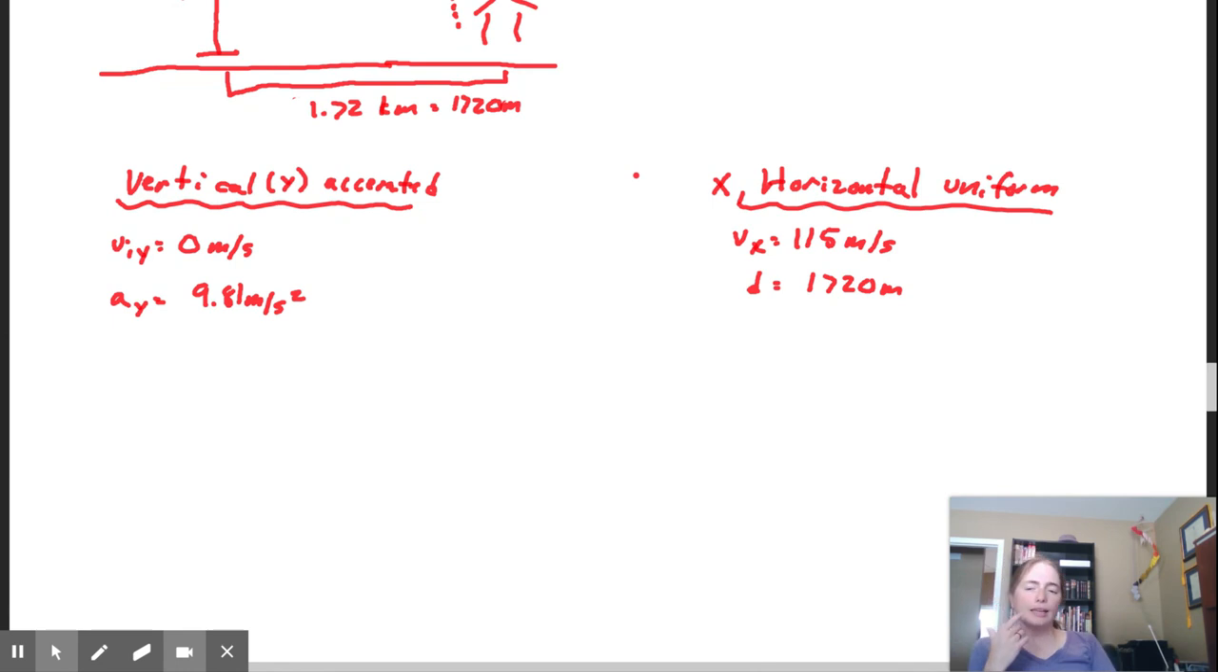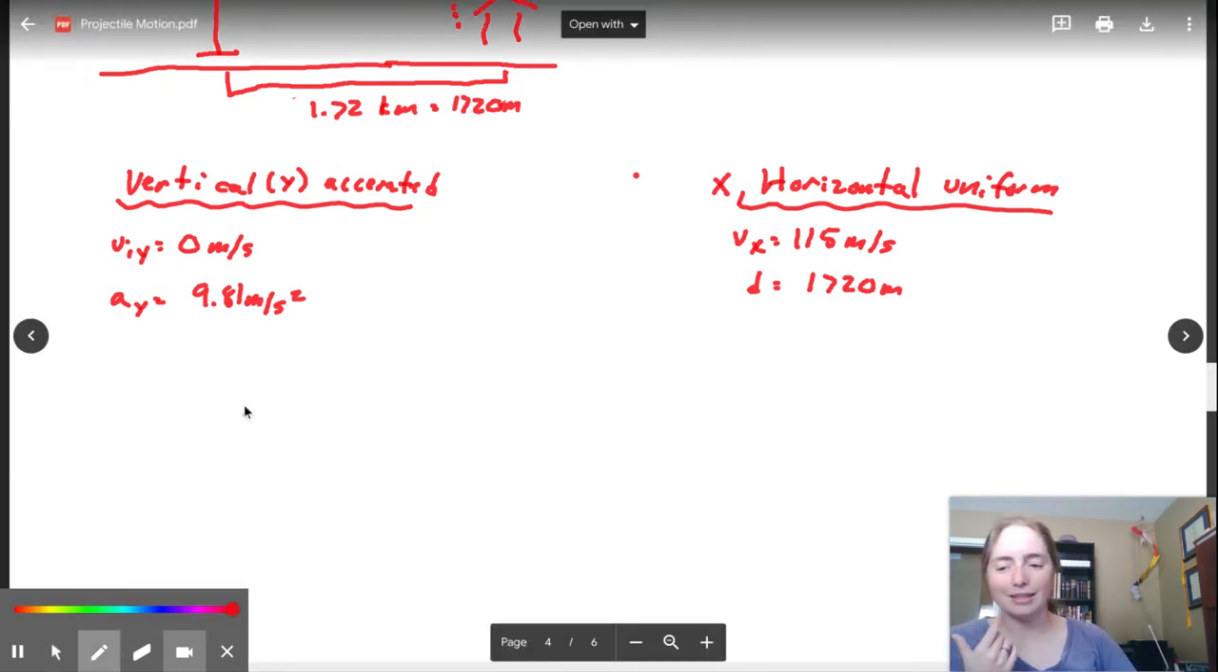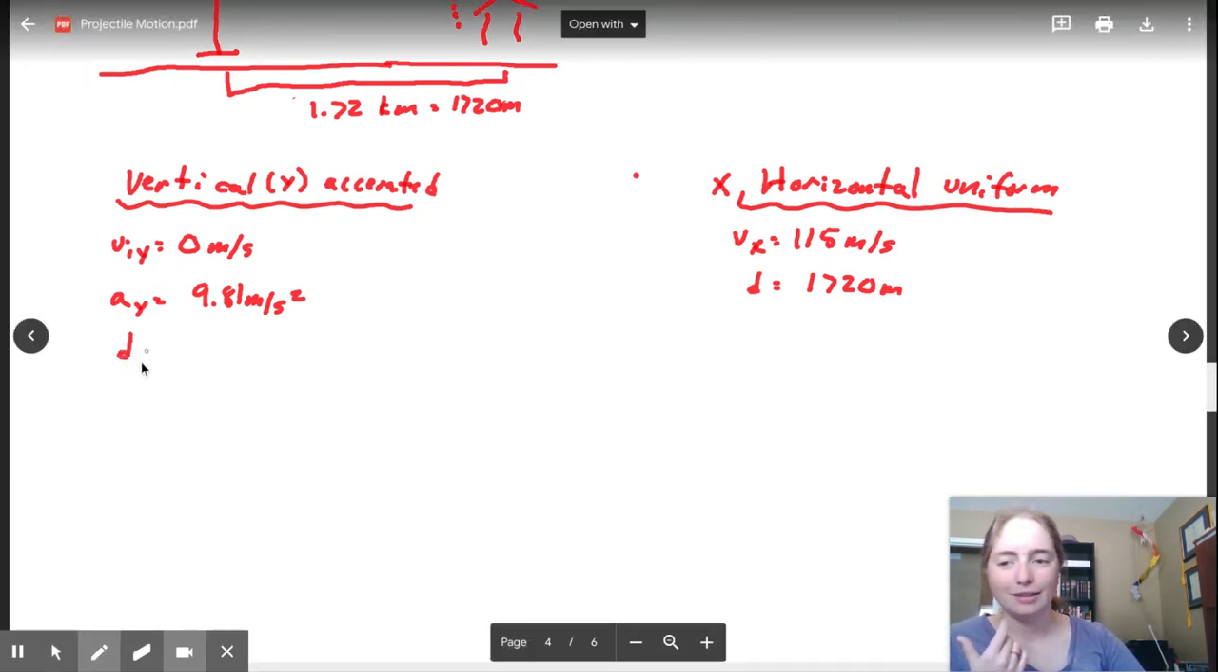I need to find the height that this is traveling. Well, on the vertical, I only have two variables. I've got my VIY and my acceleration on the Y. That's all I've got. So I need to find the dy. Well, I need three variables to find the fourth.